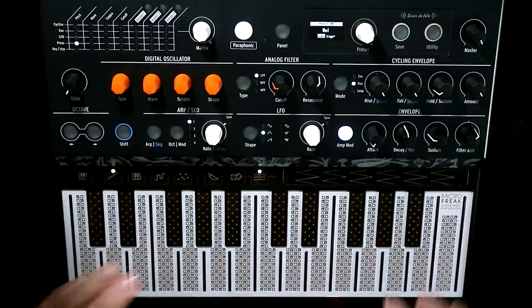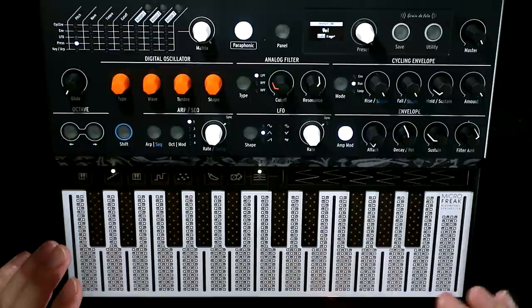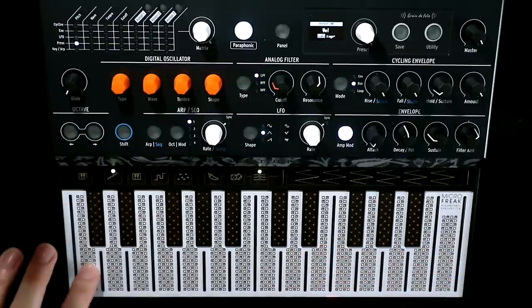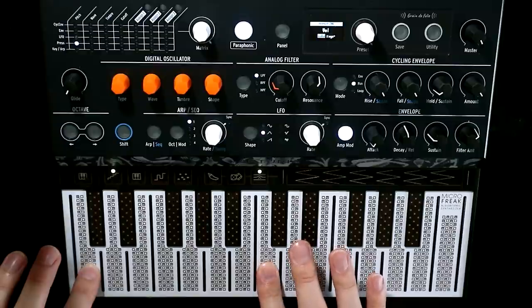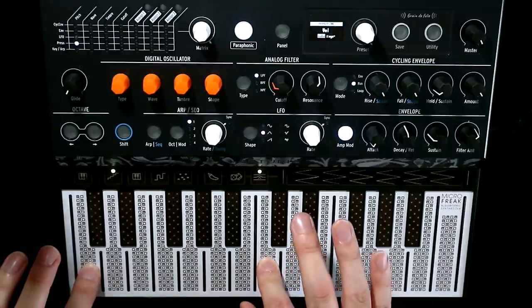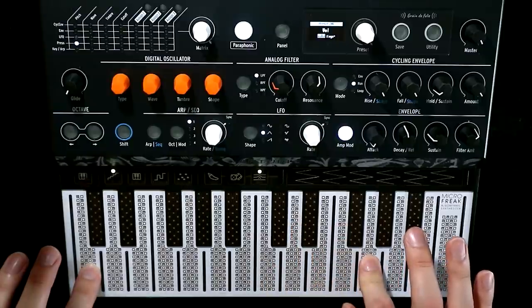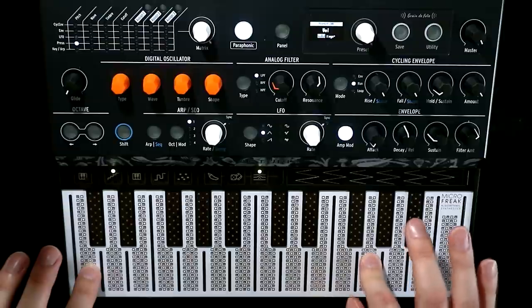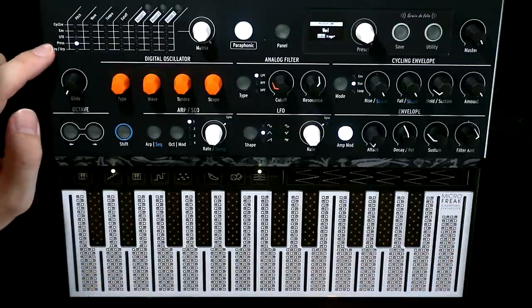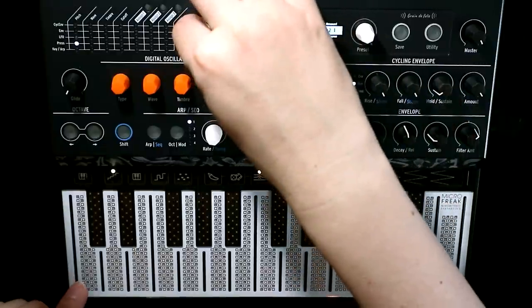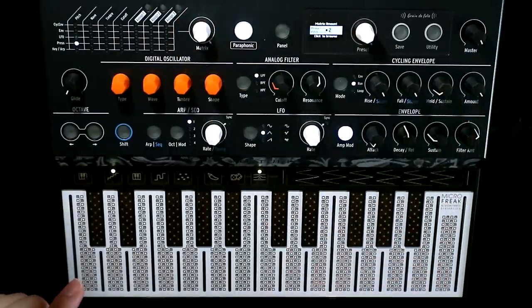Now the neat thing, of course, on the Microfreak is that this pressure is actually polyphonic, so I can bend one note sharp while leaving the other one in place. So with pressure as our modulation source, having a value of 2 for our modulation amount will give us a semitones bend.